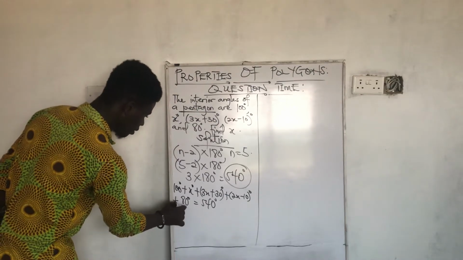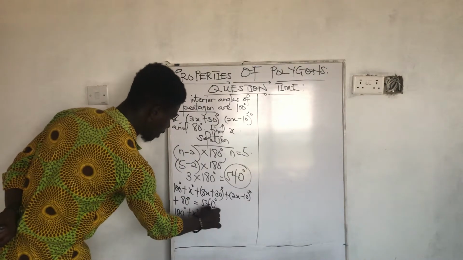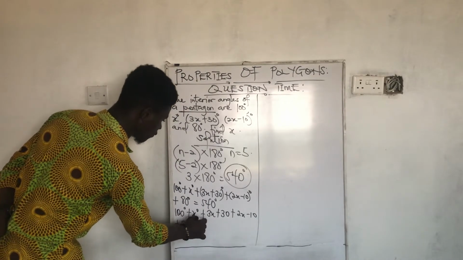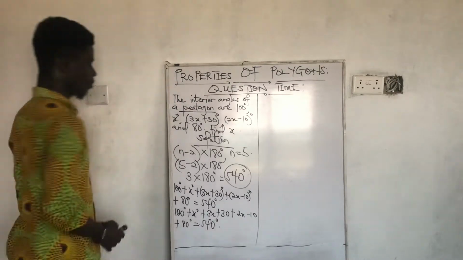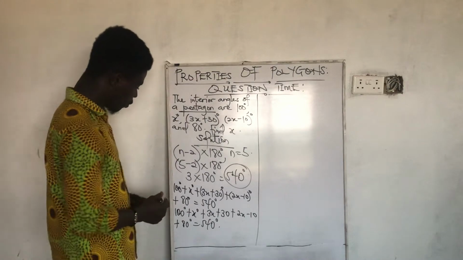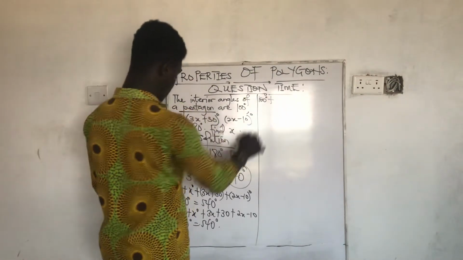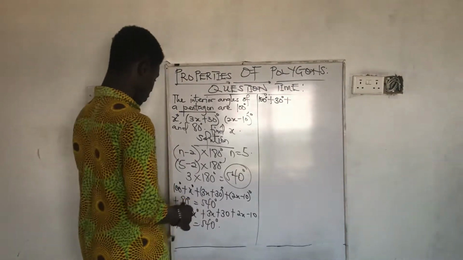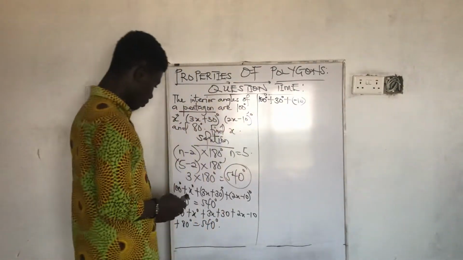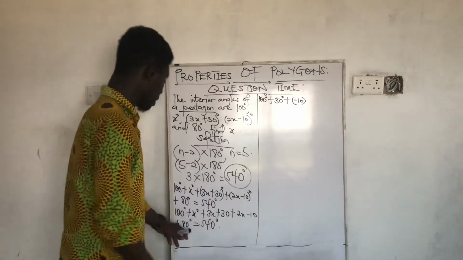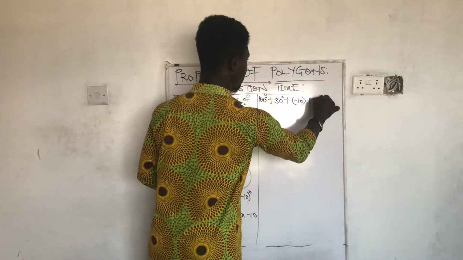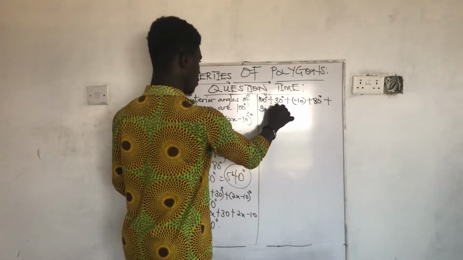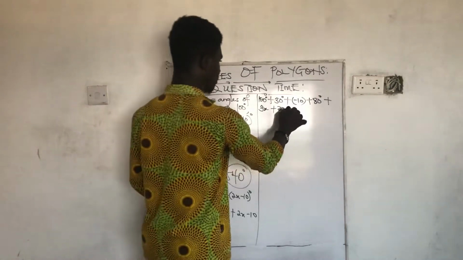So 100 degrees plus x degrees plus 3x plus 30, then plus 2x minus 10, then plus 80 degrees equals 540 degrees. So now, we can group like terms. So grouping like terms, we have 100 degrees plus 30 degrees, then minus 10, right? Then plus 80 degrees. Then we come to the variables, plus 3x plus 2x, then plus x.